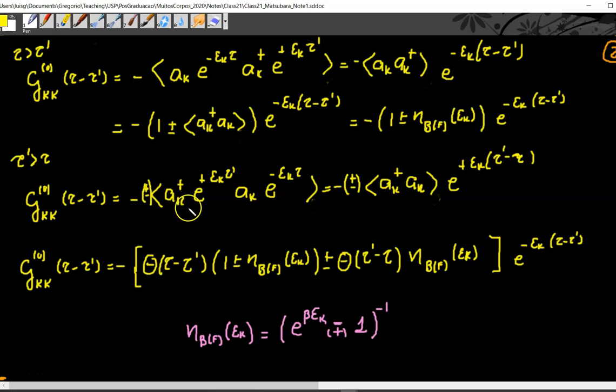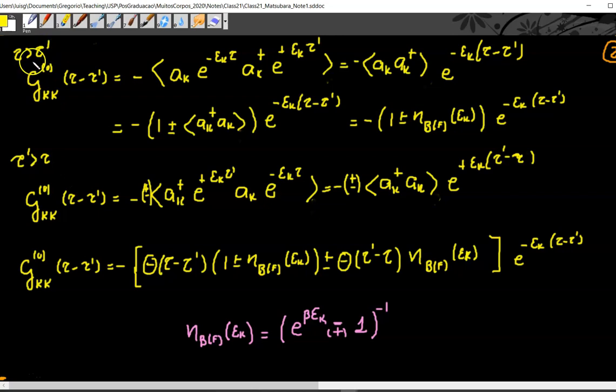Now the A_k, and here I'm calculating the diagonal part, all right? So I'm always calculating the diagonal Green's functions. The k here in the dagger is equal to the k there. But there'll be here the exponential of plus epsilon_k (tau prime minus tau), all right? There'll be this plus or minus, and here I'll get precisely the number operator, but the expected value at a given temperature. So this would be the Bose-Einstein or Fermi-Dirac distribution directly.